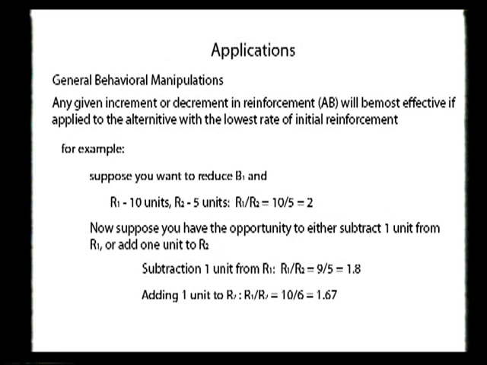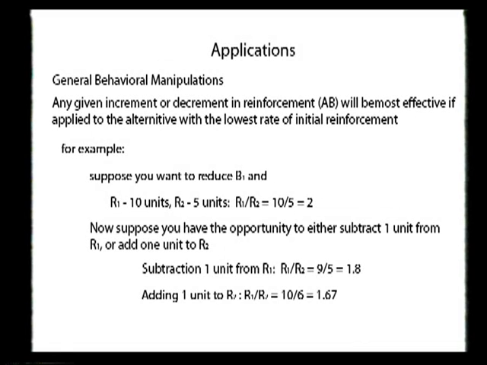Now, suppose you have the opportunity to either subtract 1 unit from R1 or add 1 unit to R2. Well, if you subtract 1 unit from R1, from the one that was initially 10, you make it 9, okay? Then the ratio of R1 to R2 goes down from 2 to 1.8. You've subtracted 1 unit from the larger of the two. So you made the ratio, instead of 2 to 1, 1.8 to 1.